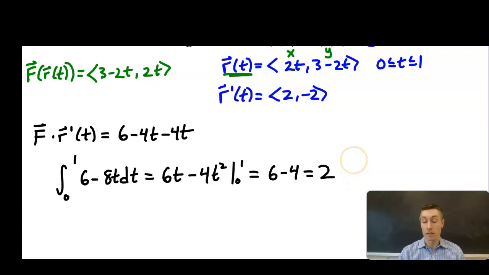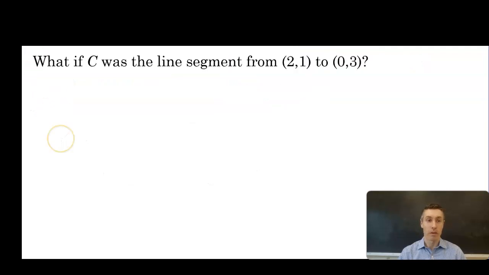Okay, so what this means is the work done by this particular vector field in moving an object or a particle on this particular curve in the direction they gave us is going to be 2. Now, what happens if we switch the order? So what if we went from 2, 1 to 0, 3? Well, if we got positive work in the first orientation, then we should expect this to be negative. But let's verify that to be true.